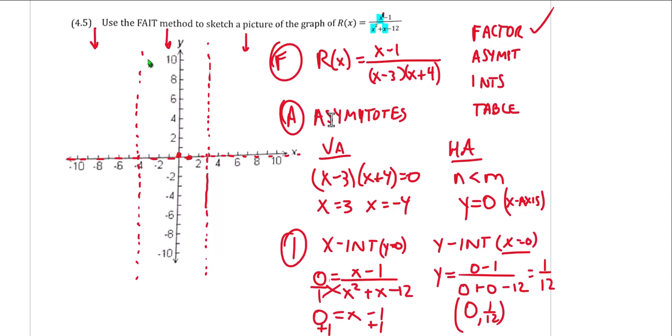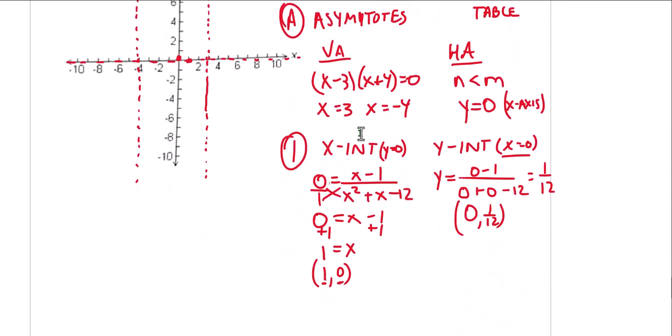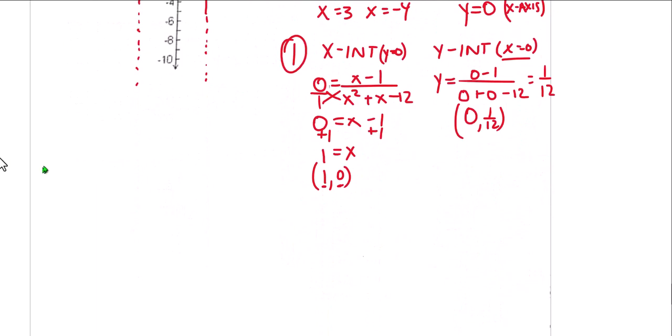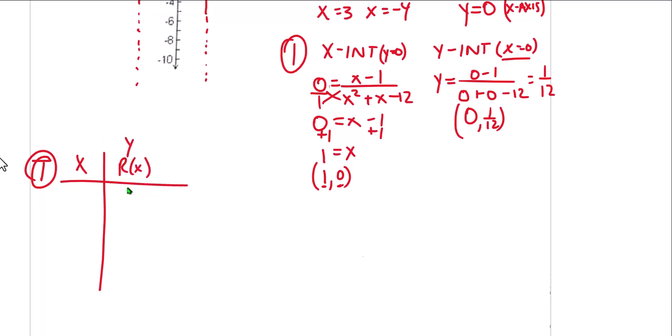So again, this probably is going to be one of those situations where we're coming down and sort of bending here, something like that. We'll see in a moment. So that is our x-intercept and our y-intercept. Now for our table of values. So let's do x, y, but remember y is the same as r of x in this case. So why don't we put our intercepts in there, 1 and 0, 0 and 1/12.